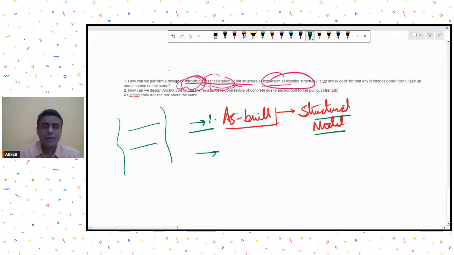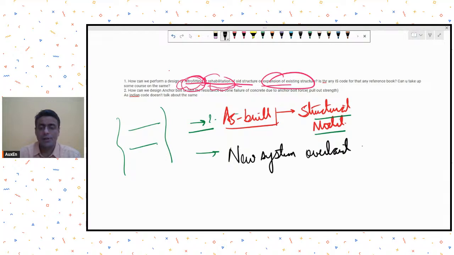Then you will try and figure out what is the new scheme that you want. Suppose it was a case of expansion, maybe you will add another floor, or if it was a case of retrofitting, maybe you will add additional loads, whatever. So now you will make your new system overlaying on the as built. Okay. That also you can do on the same structural model that you have created.